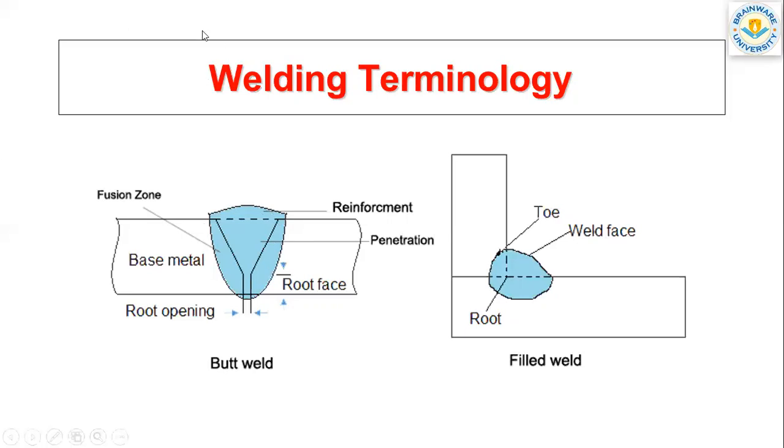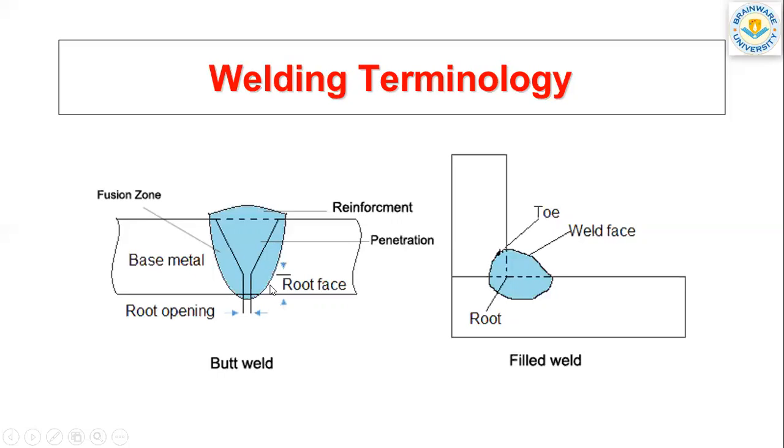Next is the penetration. Here it is written penetration. Basically, penetration is the depth up to which the weld metal combines with the base metal, measured from the top surface of the joint. This is called the penetration.